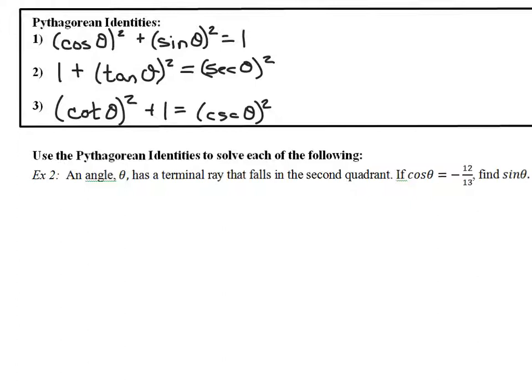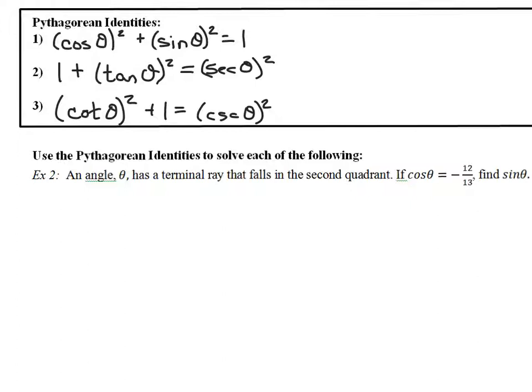So you can see the 3 Pythagorean identities are cosine squared theta plus sine squared theta equals 1, 1 plus tangent squared theta equals secant squared theta, and cotangent squared theta plus 1 equals cosecant squared theta. So remember the pairs that go together, and notice that all of the other terms are just 1s. So let's use Pythagorean identities to solve each of the following examples.